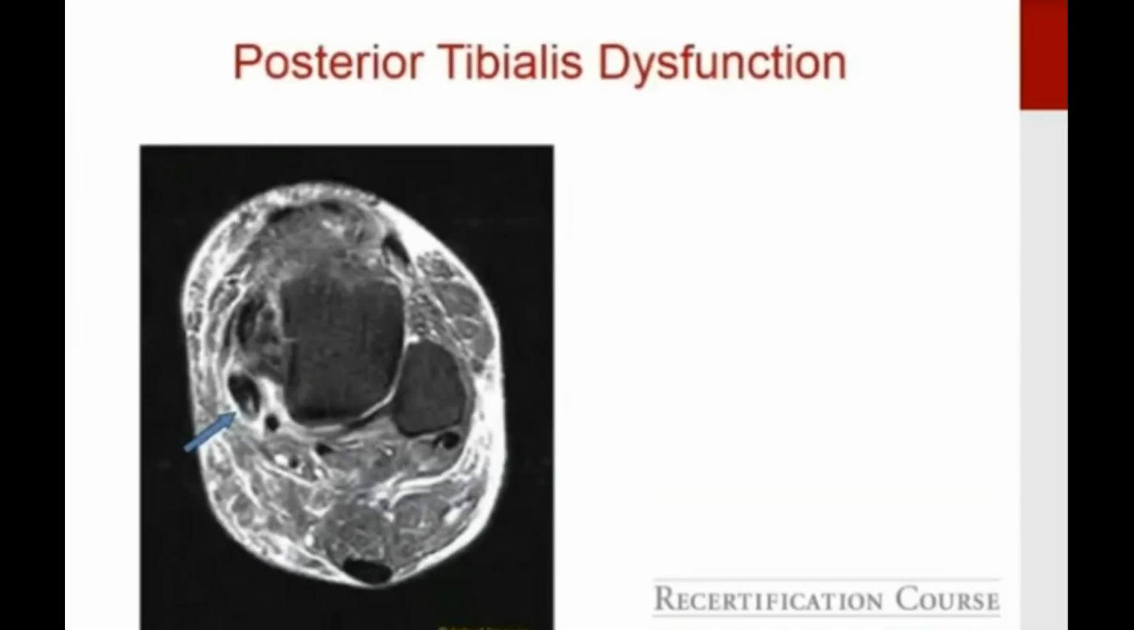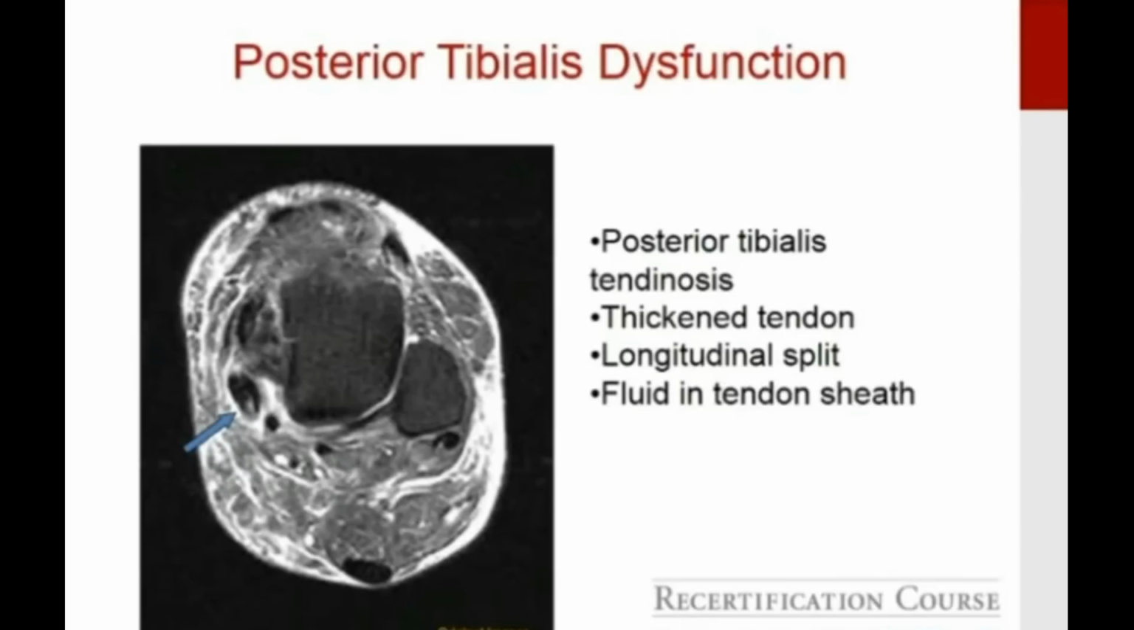tendons noted laterally. Here we see an area of the posterior tibialis tendon which is markedly thickened. We see a longitudinal split within the substance of the tendon. There's surrounding soft tissue changes. We see tenosynovitis of the posterior tibialis tendon sheath, and these findings are indicative of a posterior tibialis tendon dysfunction.